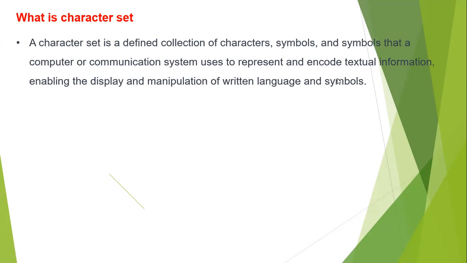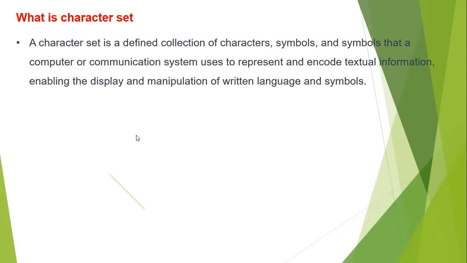So you can see here, a character set is a defined collection of characters and symbols that a computer or communication system uses to represent and encode textual information, enabling the display and manipulation of written language and symbols. So whatever data we give in the form of text, images, sound, or video is converted into binary form. But before binary form, they are given a decimal code. Each character has a decimal code. I will show you a list of decimal codes; that decimal code is converted into binary code, and then the computer understands what data has been given by the user.